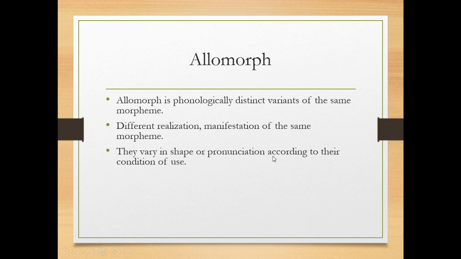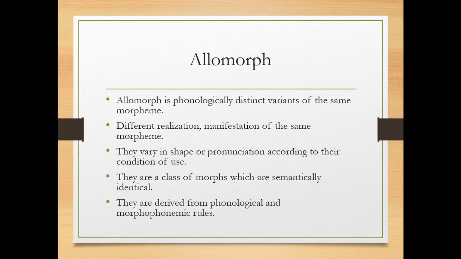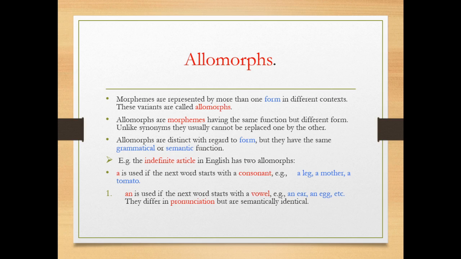They vary in shape or pronunciation according to their condition of use. They are a class of morphs which are semantically identical. They are derived from phonological and morphophonemic roots. The explanation of allomorphs: morphemes are represented by more than one form in different contexts. These variants are called allomorphs. Allomorphs are morphemes having the same function but different form. Unlike synonyms, they usually cannot be replaced one by the other. Allomorphs are distinct with regard to form, but they have the same grammatical or semantic function.